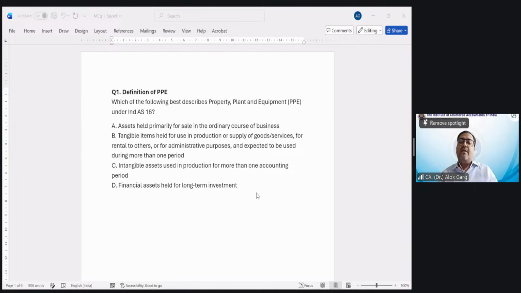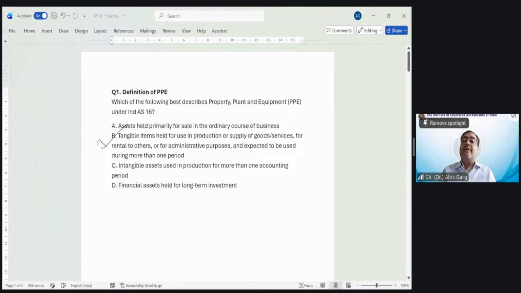Okay. Now the time has come to test your knowledge. Definition of PPE. Which of the following best describes PPE under Ind AS 16? बताइए. Asset held for sale in the ordinary course of business: it is inventory. Tangible item held for use in production or supply of goods and services, rental to others, administrative purposes, expected to be used in more than one period. Intangible asset. Financial asset. B is the right answer.